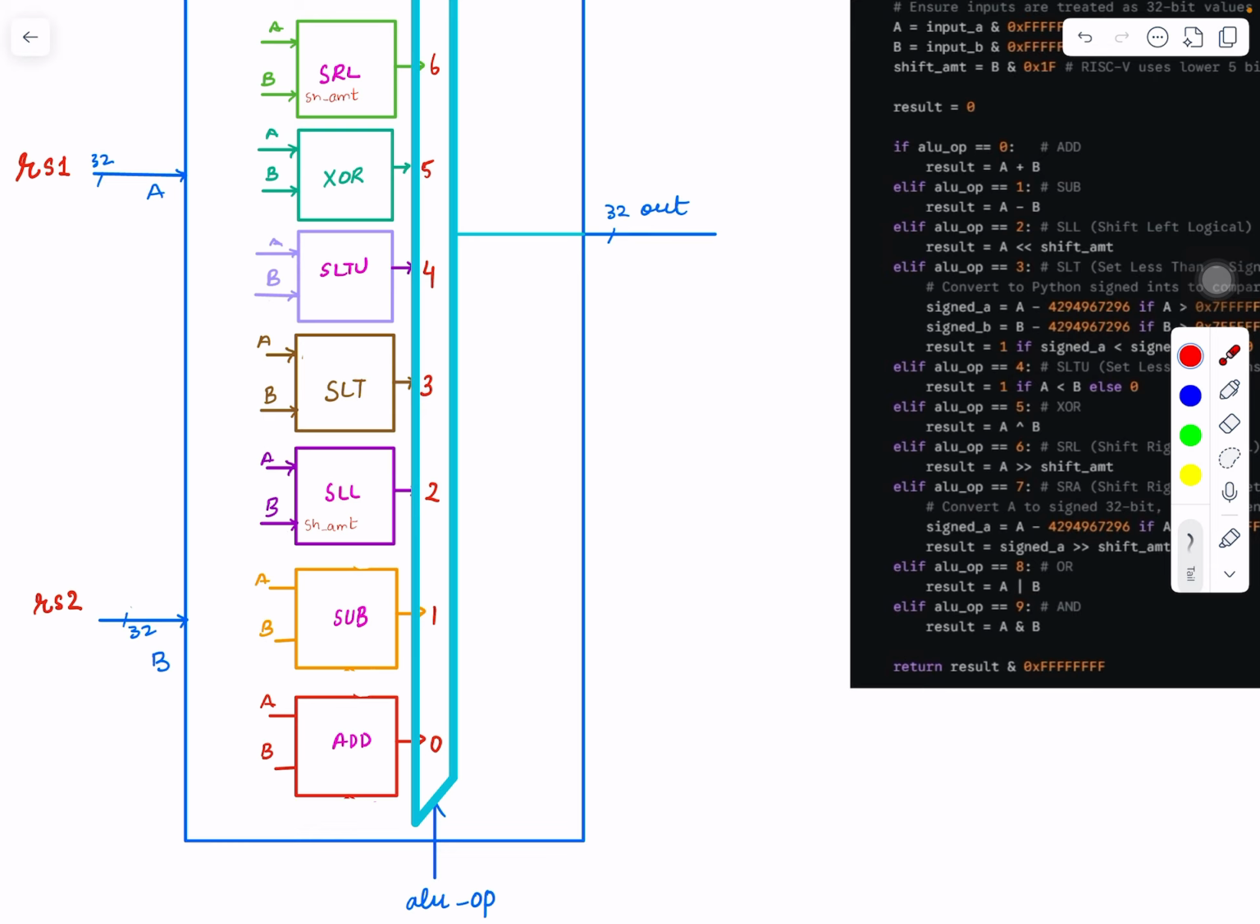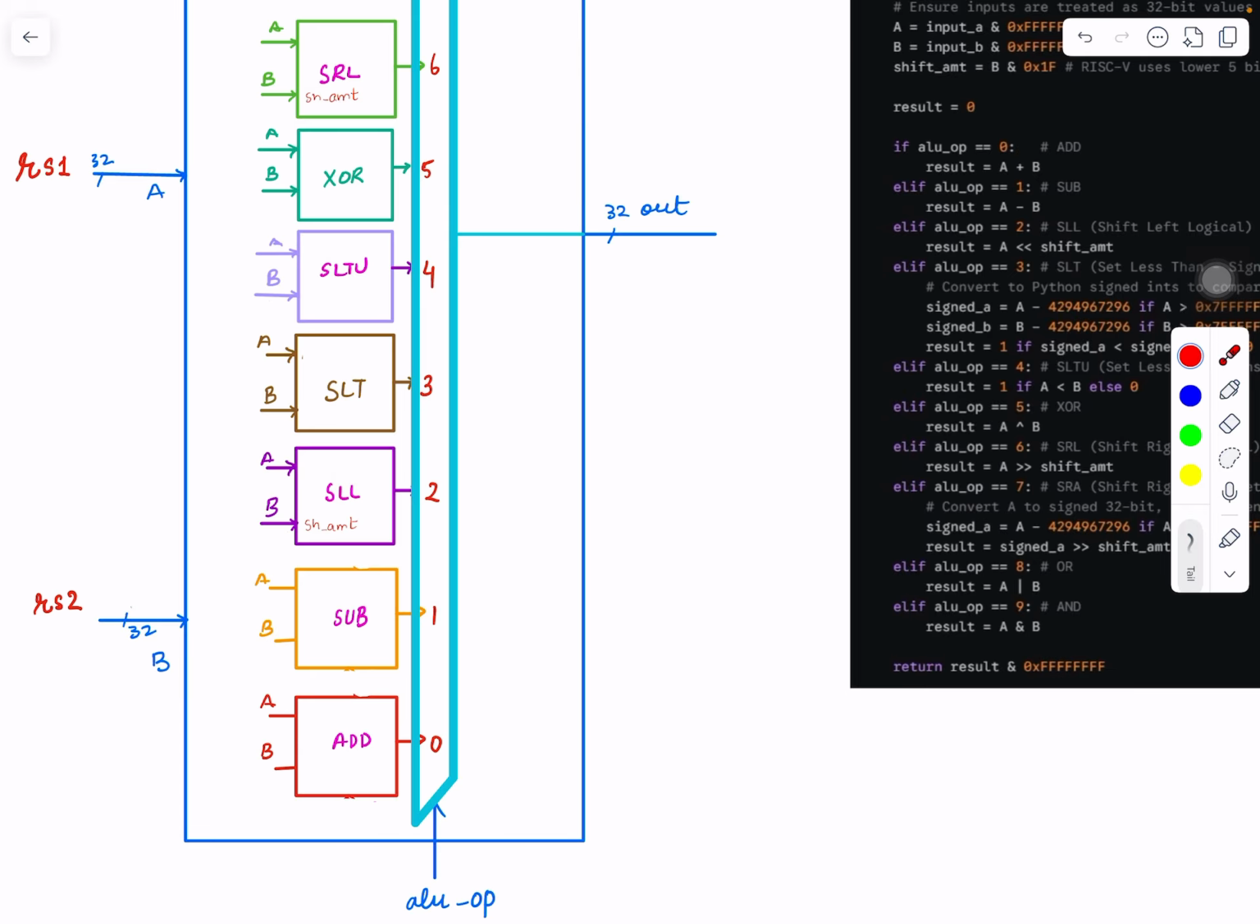Set less than. This is for signed numbers. So it compares this one and this one. If A is less than B, the output will be 1, else the output will be 0. So it's a comparison between the two. Again, we're not looking into how we compare. Then set less than unsigned. It expects that both numbers are unsigned, not signed numbers. And again, the output is 1 if A is less than B. If not, it's 0.